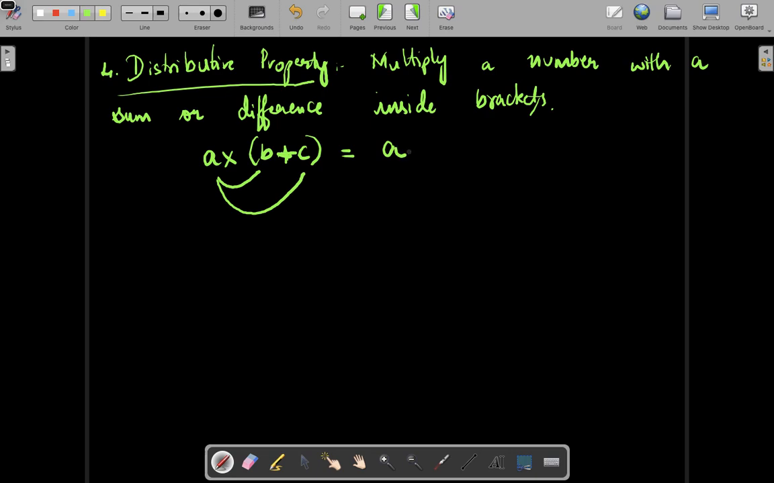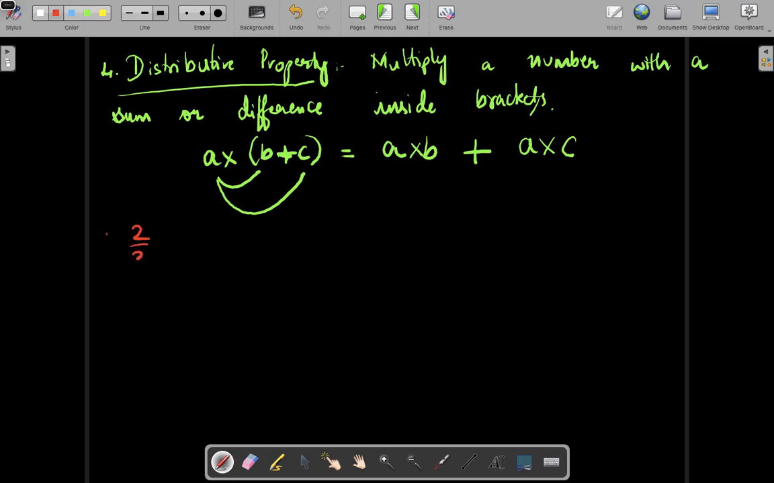So now I'm going to write a times b first. I'm writing the same sign here, then I'm going to write a times c. So the number will be multiplied with the sum or difference to all the terms inside the brackets. Okay, let's see an example.